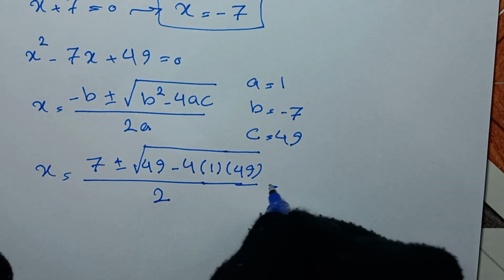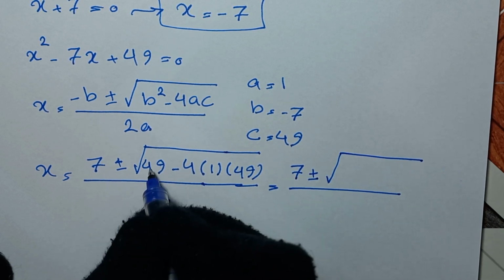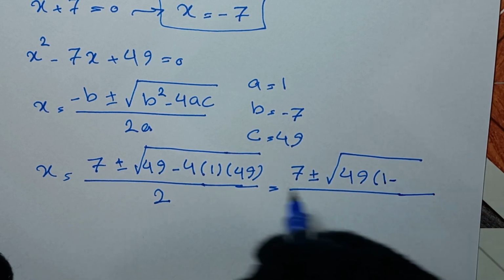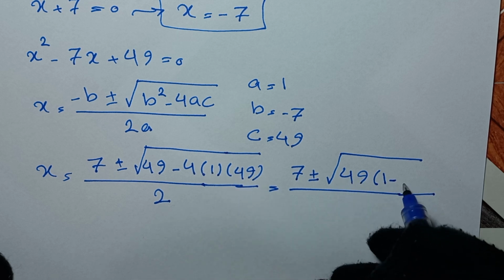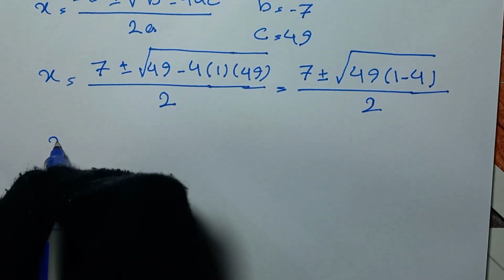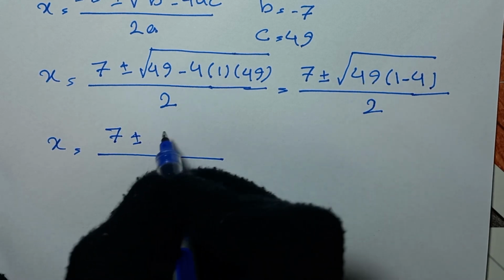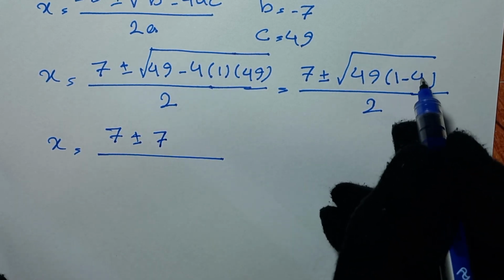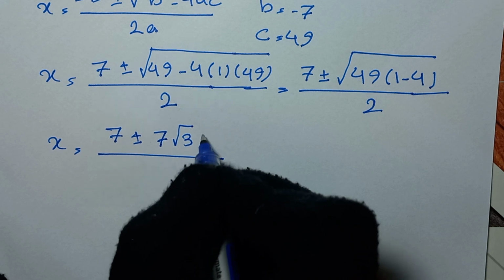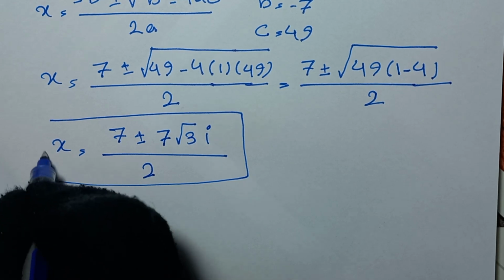And here, it will be 7 plus or minus square root of. Here, we factor 49. So this divided by 49 is 1, and minus 4 times 1 times 49 divided by 49 will be 4, right? Over 2a, over 2. So here, x is equal to 7 plus or minus the square root of 49, which is 7, and 1 minus 4 is negative 3, and the square root of negative 3 will be the square root of 3 times i, over 2. So here also we have two complex solutions.